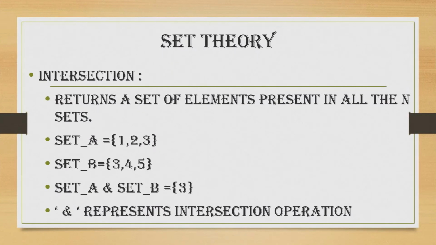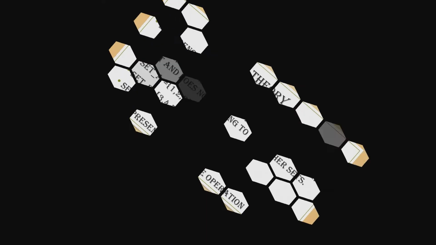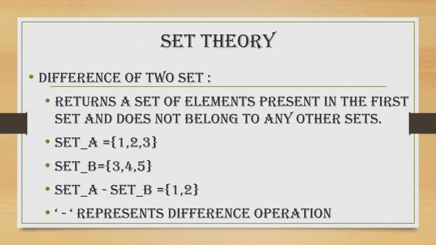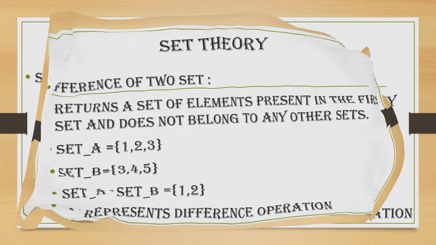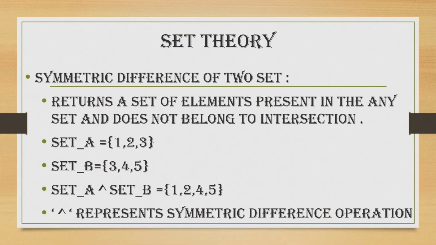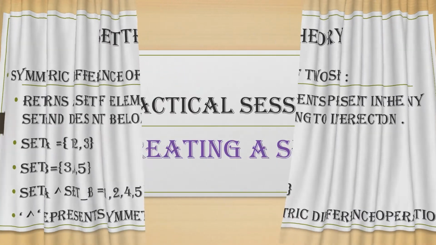Intersection of n sets would return the set of one or more elements which are present in all the n sets. Difference of set A and set B would return the elements present in set A and not in set B. Symmetric difference of two sets would return the set of elements in set A or set B but not in both. Now let us begin our practical session.